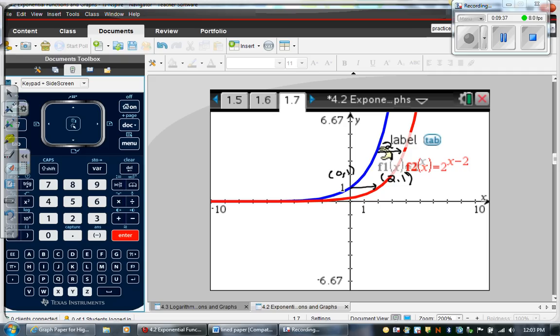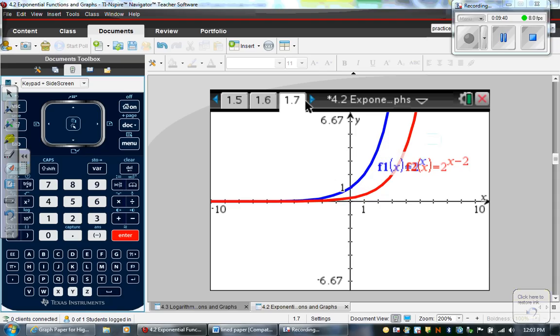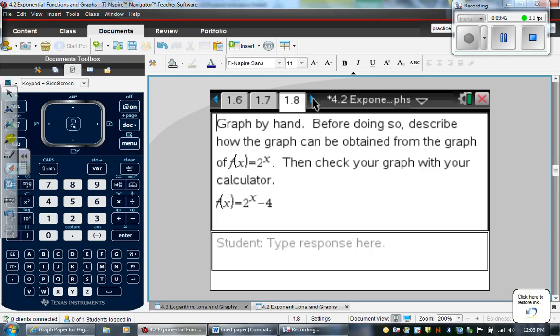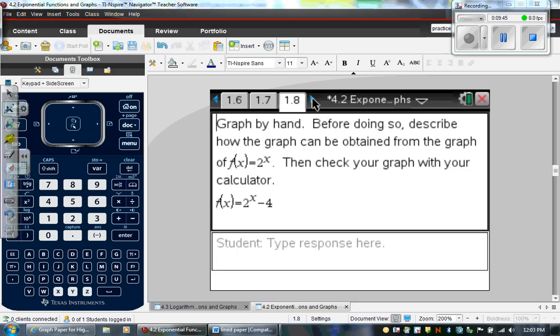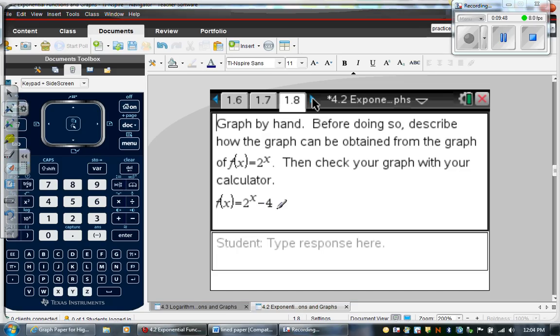So let's take a look at another one of these. Now I've got 2 raised to the x minus 4. So again, we talked about this a little bit before. This time we're taking away from f of x. We're taking away from the whole function. Okay? So this should be a vertical translation. All right, vertical translation. And we are going to be moving 4 units down. So this is my thought.